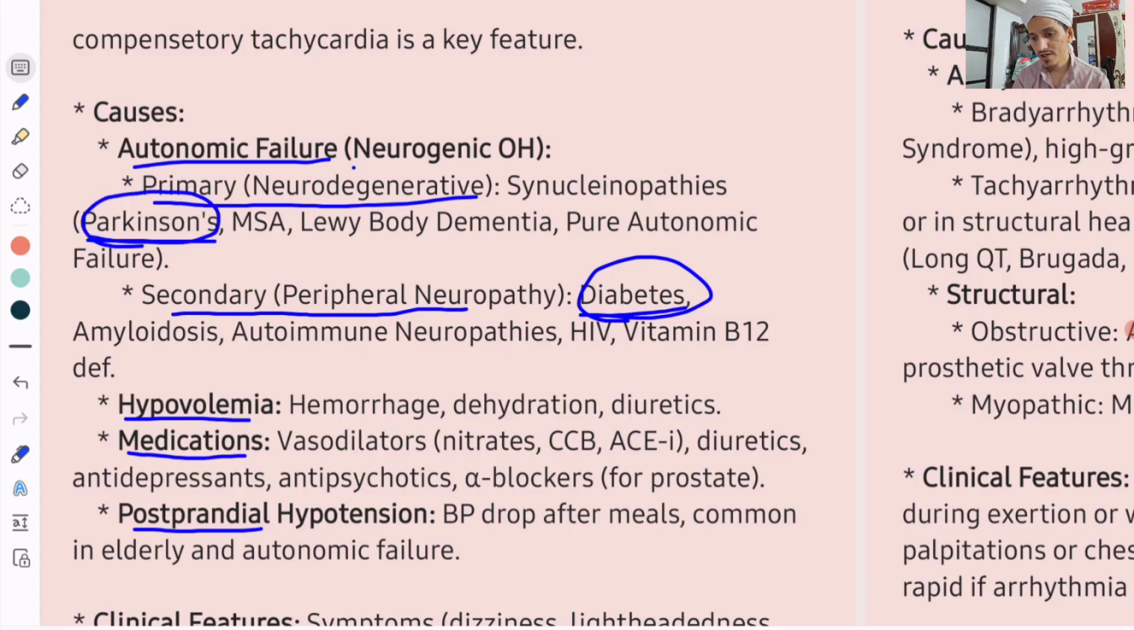Other causes include amyloidosis, autoimmune neuropathies like in connective tissue disorder or Guillain-Barré syndrome, or multiple sclerosis. All these are causes. HIV is also an important cause. Vitamin B12 deficiency, which will cause demyelination of nerves, is also an important cause. Remember, the most common cause is diabetes, and the primary cause is Parkinson's disease. Hypovolemia, medications which cause vasodilation, and eating food, because the blood is diverted towards the GI tract. Because the blood is pooled in the GI tract, blood flow to the heart is reduced, which will produce syncope.